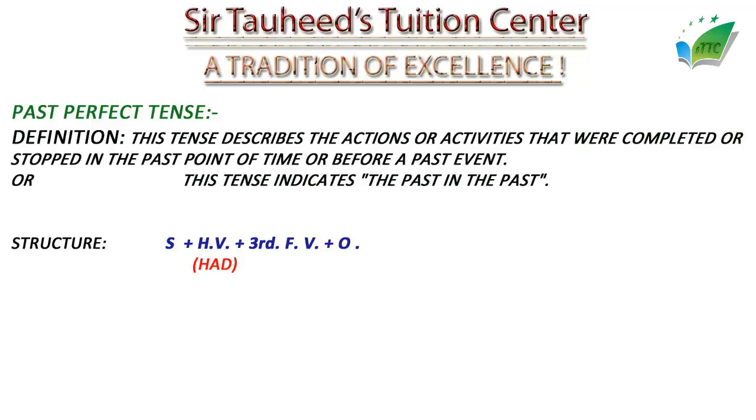Then after subject we use helping verb. Here there is only one helping verb, that is had. So it is used with all kinds of subjects. There is no other option. After helping verb, in the third place we have third form of verb, which is also called past participle form of verb. After verb we use object. Object is something connected with the verb.